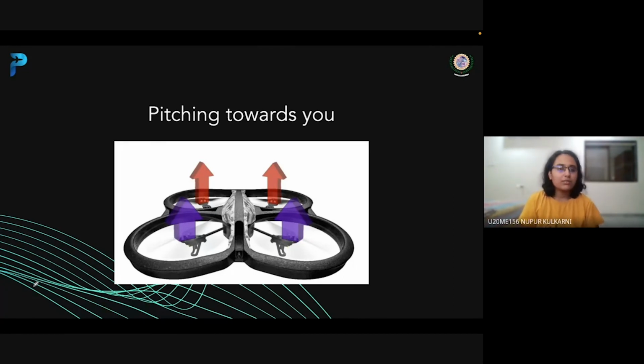Also, we have to keep in mind that while we are increasing the power on the rear motors, the power on the propellers which are forward has to be decreased. This decreased amount can be shown using the blue colored arrows.